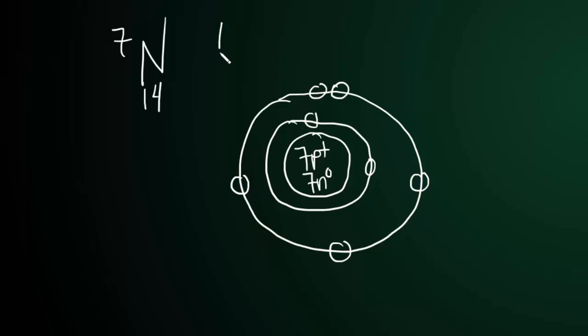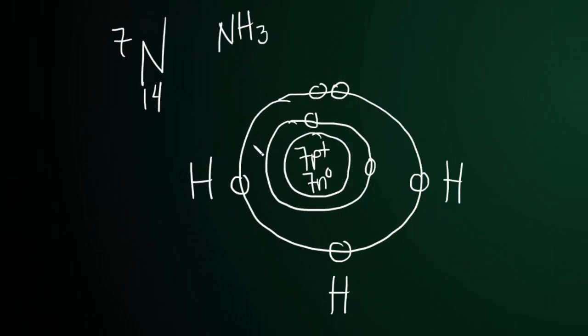Well, this is going to help us because later in the course, we'll be doing the structure for ammonia, which is NH3. And you can see that hydrogen would fit nicely there and here and here. So we are going to get a really nice ammonia molecule by spreading out the electrons in this way.